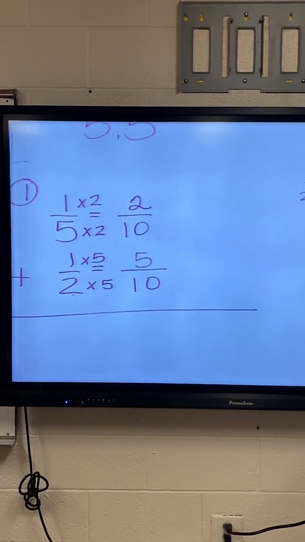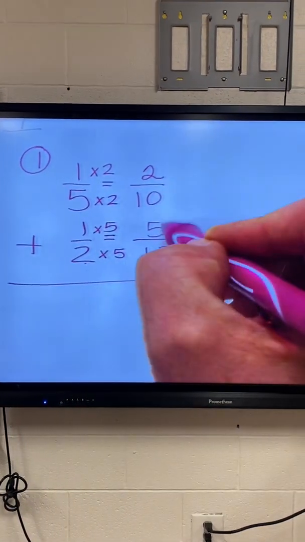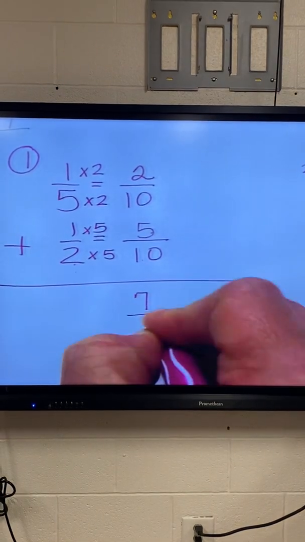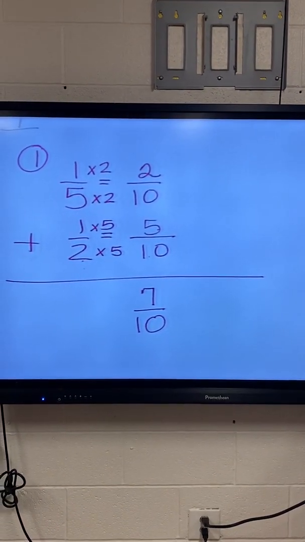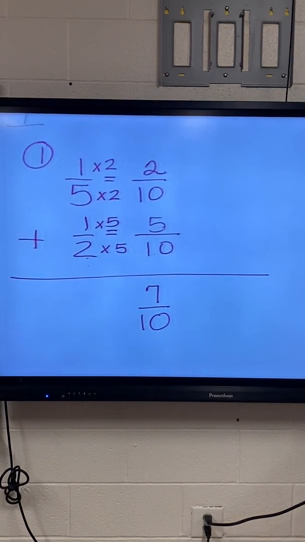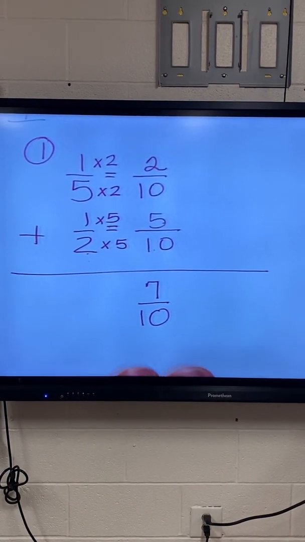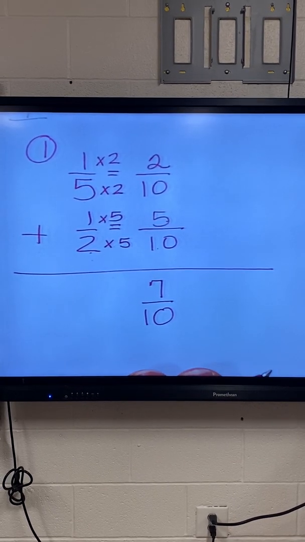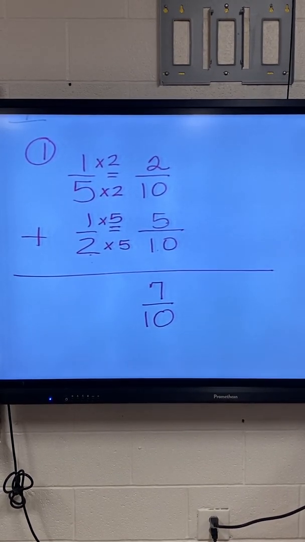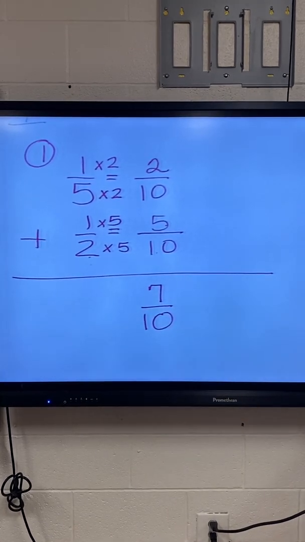Now I'm ready to add my fractions. 2 and 5 is 7, and my denominator stays the same. Now, before you say 7/10 is my answer, you need to ask yourself, is this fraction simplified? And the answer is yes, because there are no factors that 7 and 10 share.